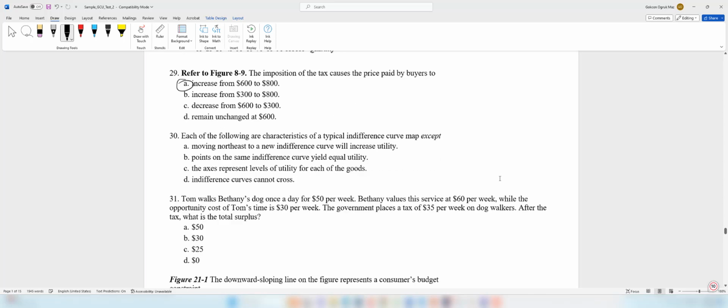Each of the following is a characteristic of a typical indifference curve map, except: indifference curves cannot cross. That's correct. Moving northeast, so these are indifference curves, right? Moving northeast increases the utility. That's correct. Points on the same indifference curve yield equal utility. That's correct. The axes represent levels of utility for each of the goods. No, they represent the bundle. So for that reason, this is not correct.